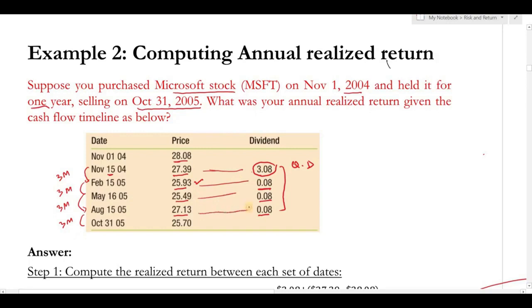And let's see how we get the realized return. So the first return would be 27.39 with this 3.08. Next, how do we measure? That would be another realized return, another realized return, and finally we sold it on October 31st. So we need to see what the total return would be. The period is only 1 year, from November 1, 2004 to 2005, okay. And we need to measure the 1 year return, but that return is divided into 4 quarters.